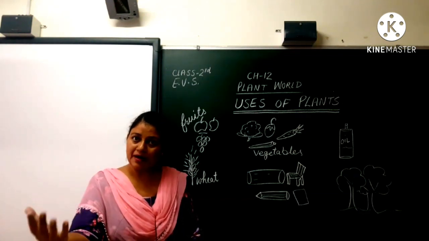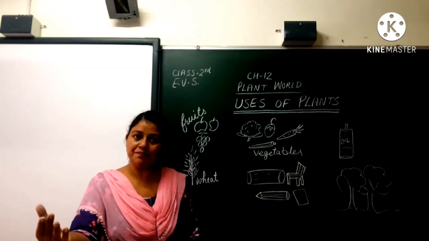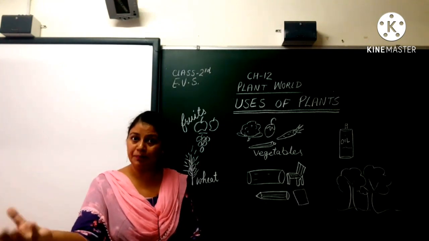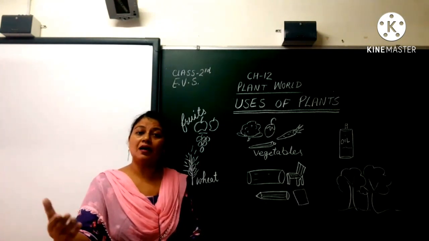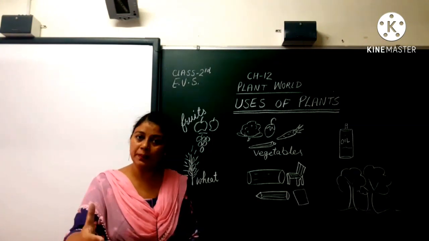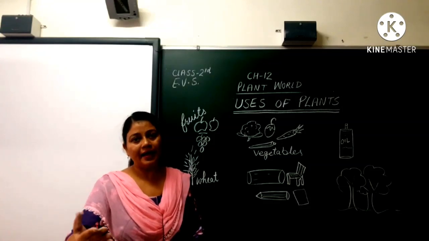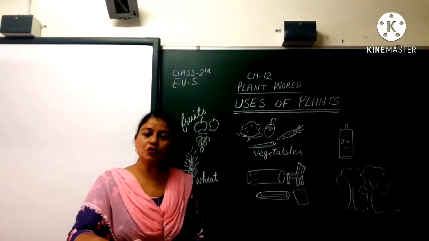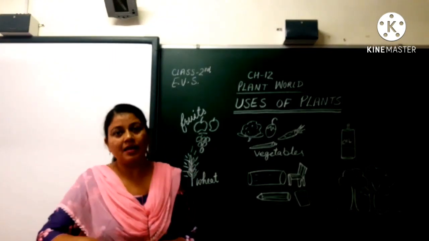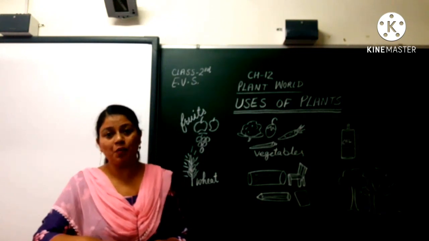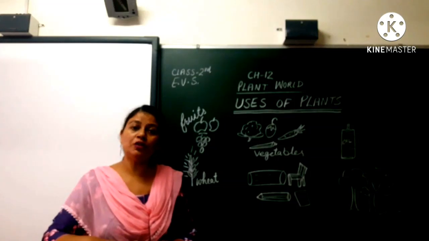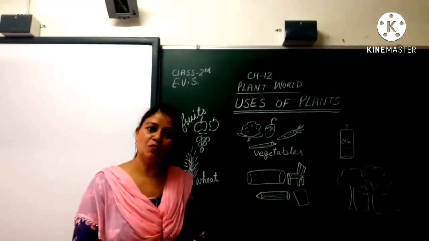And the plants also provide food for animals. They eat fruits from the plants. So plants are very, very useful for human beings and for the animals also. So we should protect the trees, all the plants, because they are very important and very useful for us. So we should plant more and more trees.